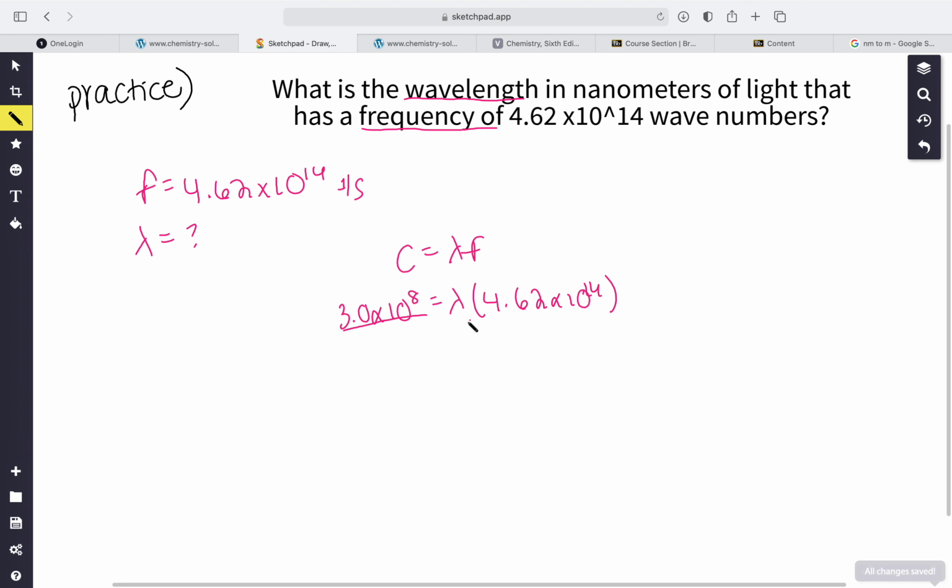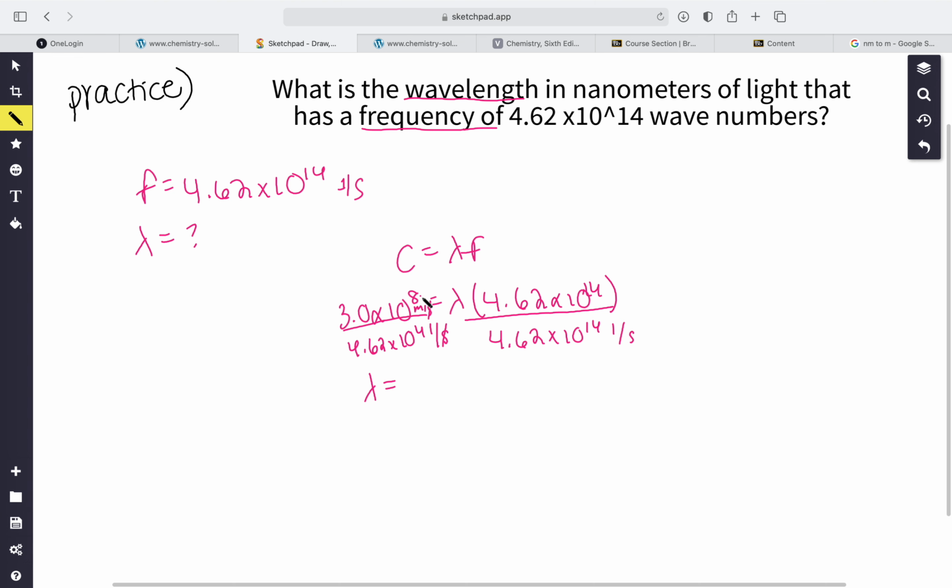And then we're just going to divide. You could keep your units there. I like to have the units, so I'll add them in right now just to check myself. So F is 1 per second, and C is meters per second. Those seconds are going to cancel out, so we're going to be left with meters. That's good, because that's what we want. We actually want it in nanometers, but if we have it in meters, we can get it to nanometers. So I'm going to find it in meters first, and then I'm going to convert it.